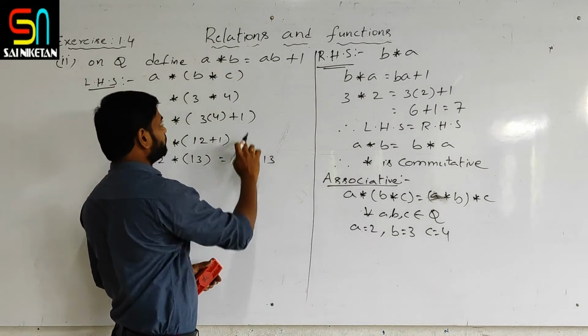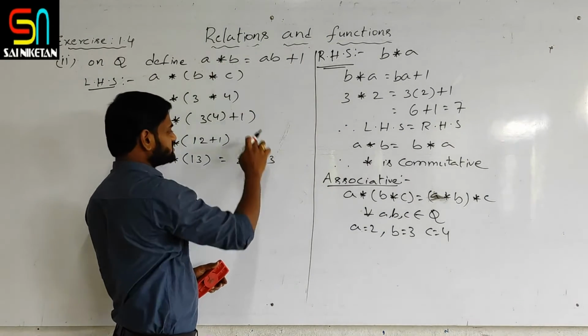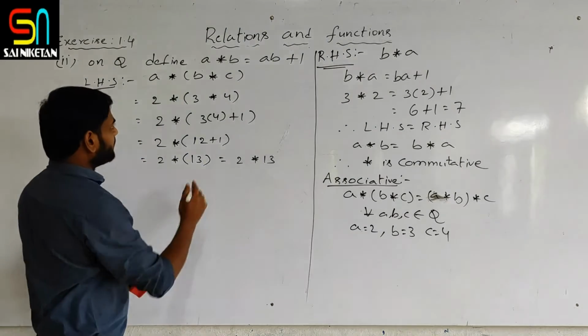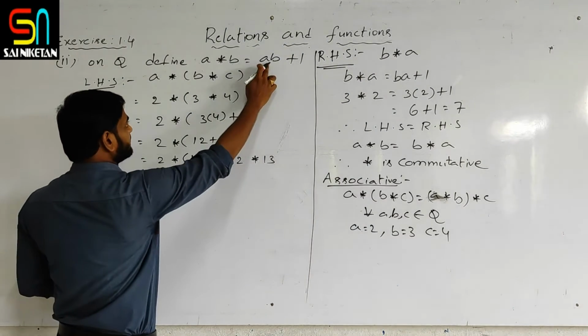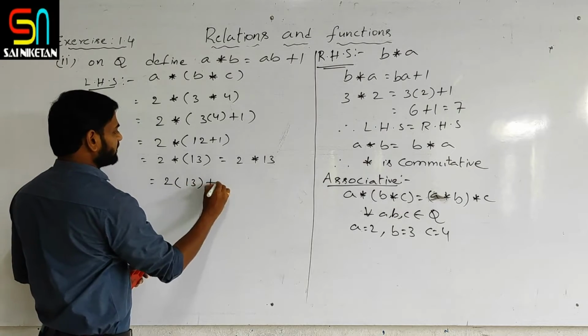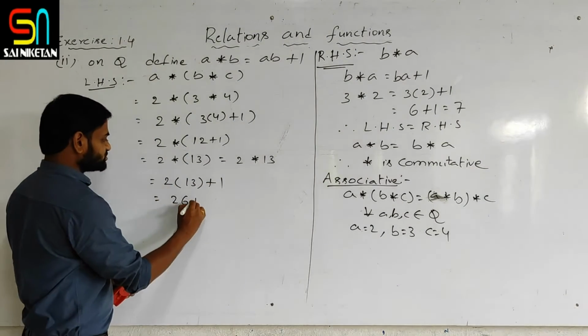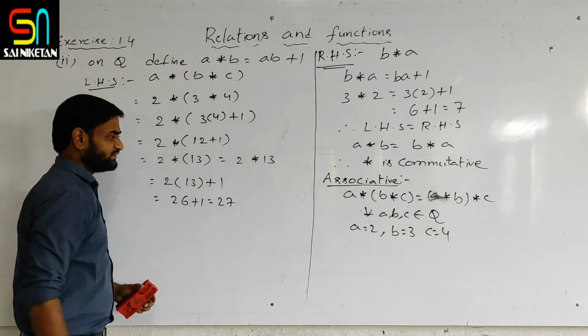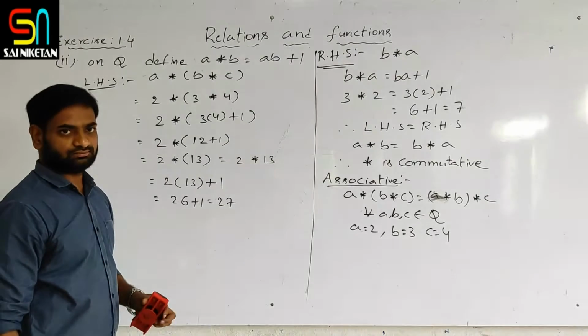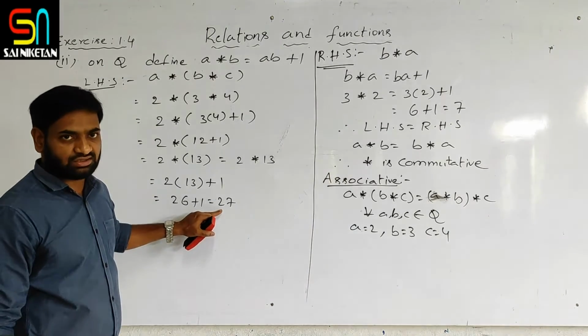A value is 2, B value is 13. Now apply the operation, that is A into B plus 1, that is 2 into 13 plus 1. So 2 into 13 is 26, plus 1, that is 27. So this is the LHS answer.